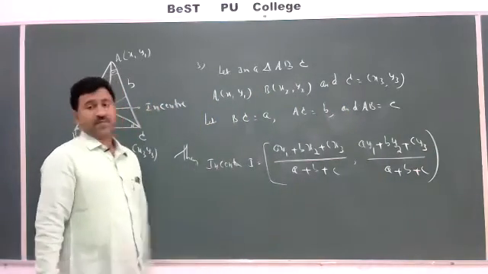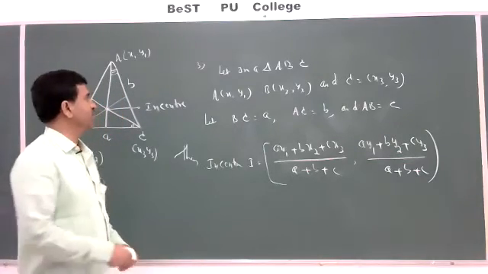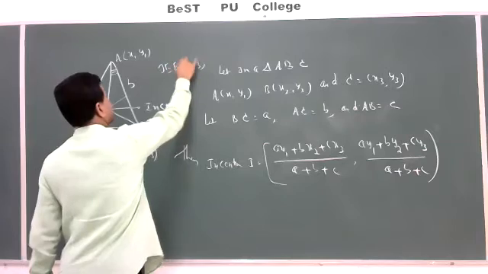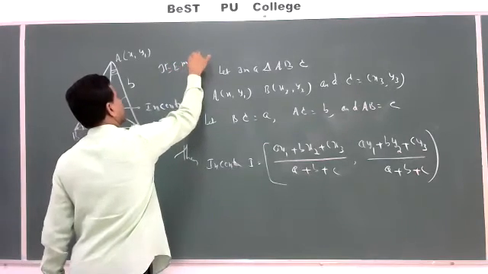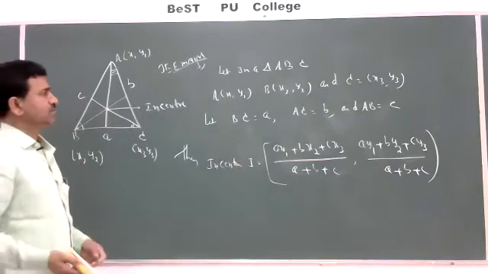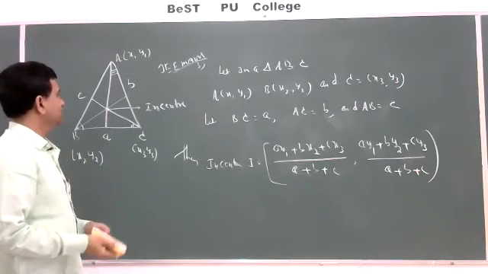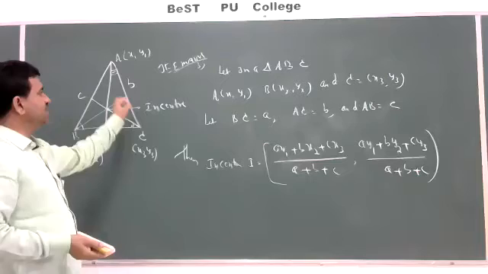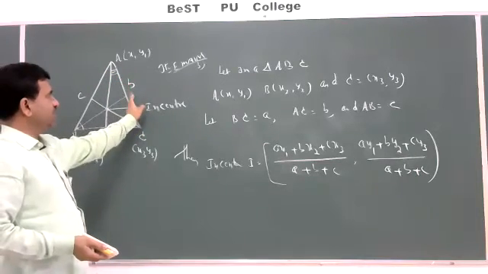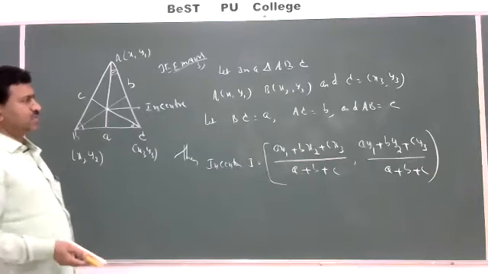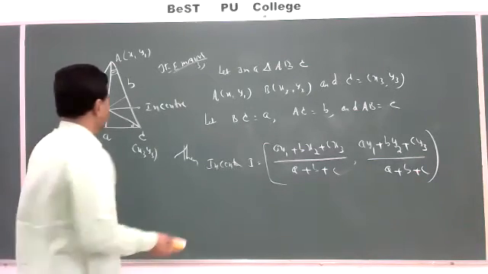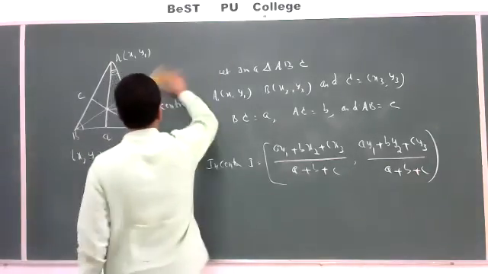It's a big formula. Practice for JEE Mains point of view. PUC point of view not required. So revise yourself: incenter, circumcenter, orthocenter, and centroid. We discussed four important things. Just to review all the things.